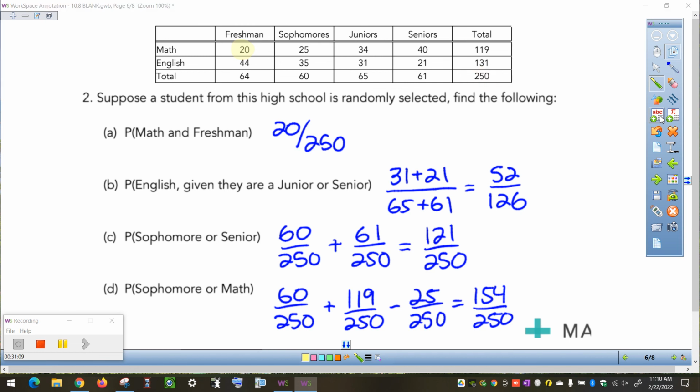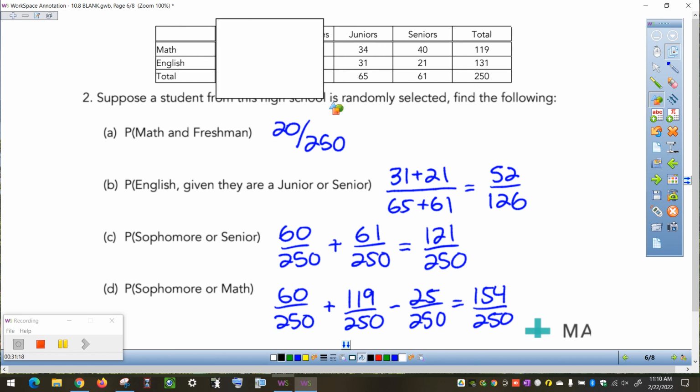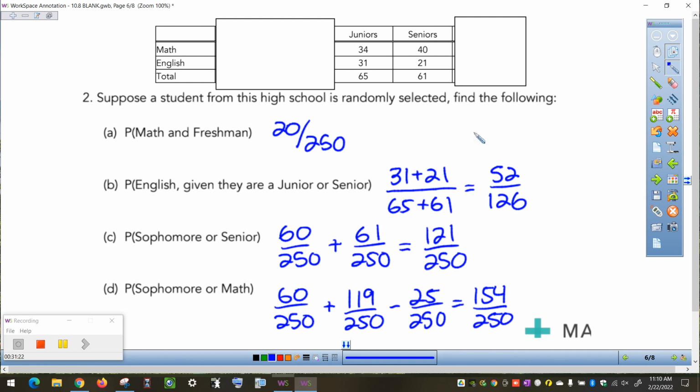In Part B, this one was interesting. It's another conditional probability. The condition is that they are a junior or a senior. So we can actually ignore these pieces, but we're going to look at both juniors and seniors for our grade level. So the total number of juniors and seniors altogether is how we got the 126. And then the total of those who preferred English would have been these two values here, that 31 plus 21 is how we got the answer of 52.